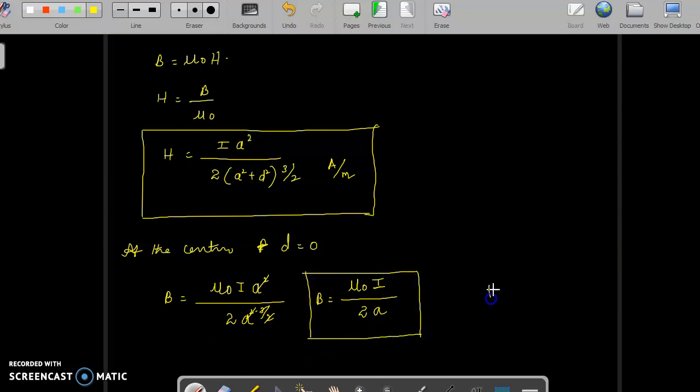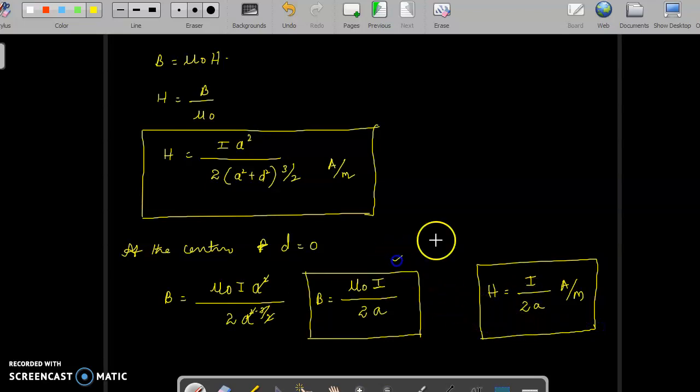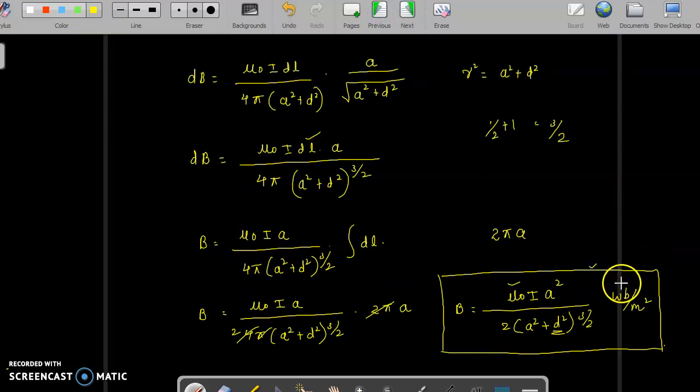Field intensity is B by mu naught, so field intensity becomes I by 2A ampere per meter. You can use this expression to find the magnetic field intensity and flux density at the center of the coil, and the earlier two expressions to find the magnetic field intensity at any point at distance d from the center of the coil.